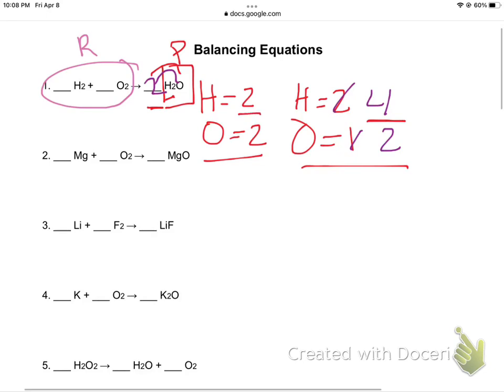So now we're getting closer because we have 2 oxygen, but now we have 4 hydrogen and 2 hydrogen, so we need to go back to the reactant side and make that a 4. The easiest way to do that is to put a 2 in front of it. 2 times 2 is 4. Now we're balanced. We have 4 hydrogen, 2 oxygen, 2 oxygen. Good to go.